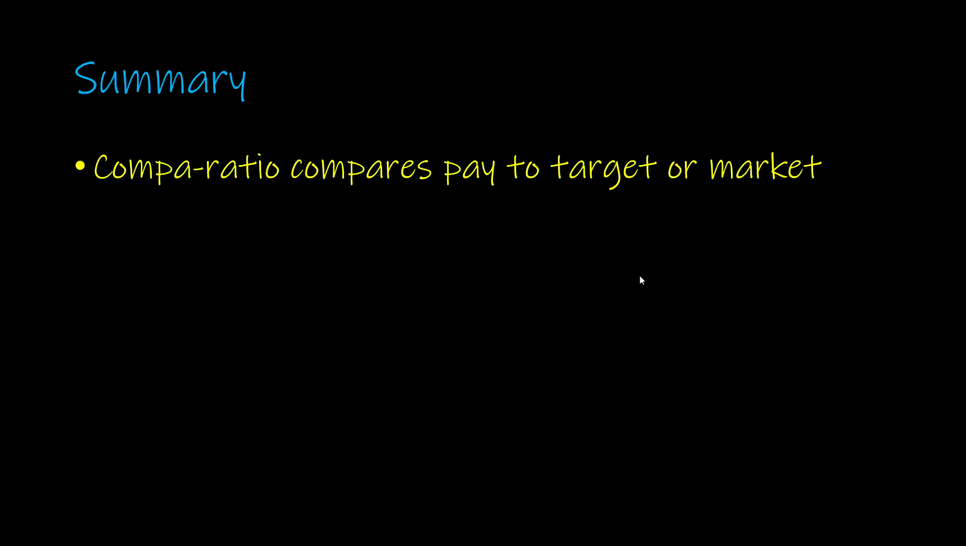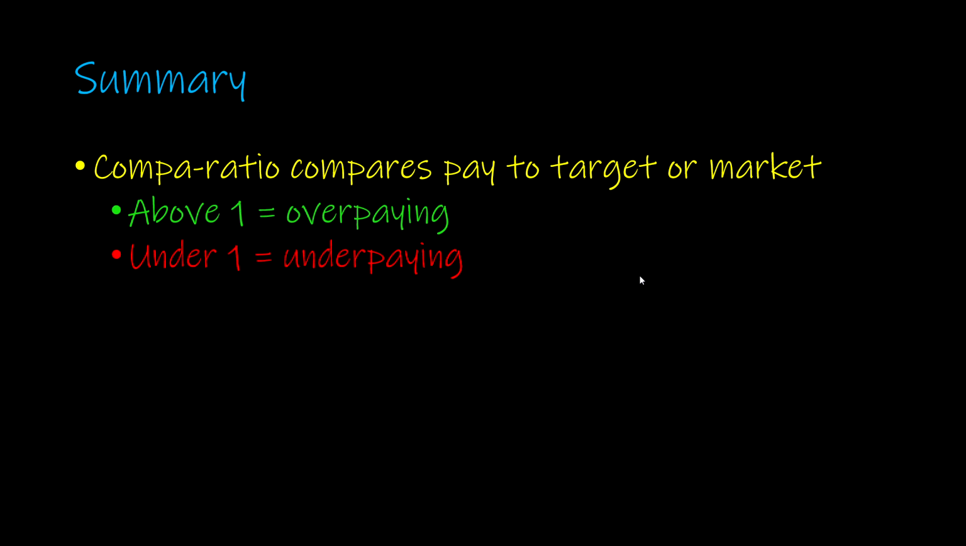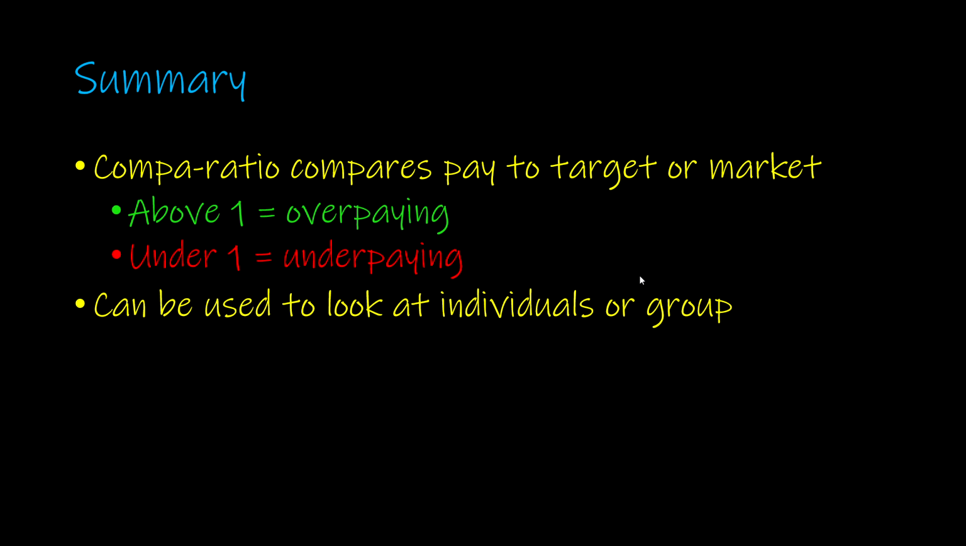So in summary, a compa ratio compares our pay to a target value or the market value of pay. Generally speaking, if a compa ratio is above 1, we might be overpaying our employees. If it is under 1, we might be underpaying them. Okay, it can be used to look at individuals or groups, so we can break down compa ratios by individual for purposes of allocating annual increases as we looked at previously, or we could take a look at our overall group to see if we are overpaying or underpaying for a specific position.